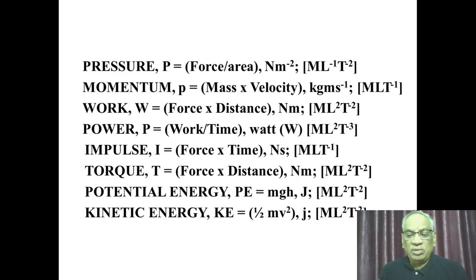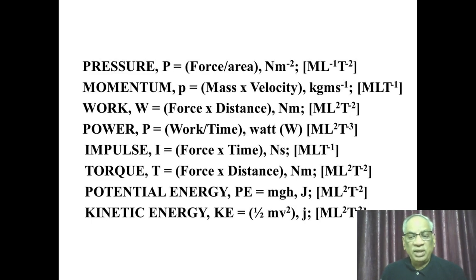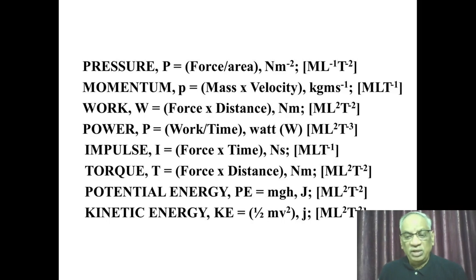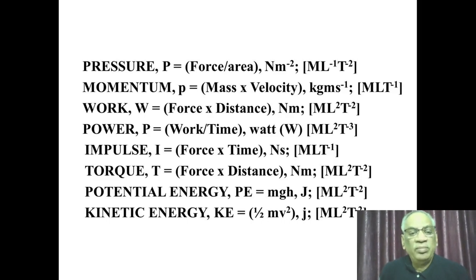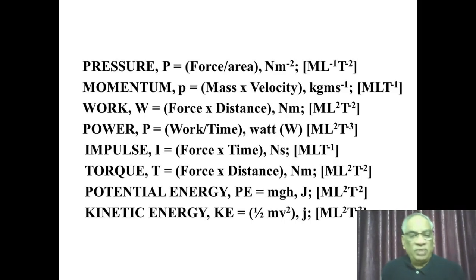Impulse. When force acts over a short time, then the body is said to be experiencing impulsive force. That is given by I equals force into time. Again Newton seconds, M, L, T minus 1 is the dimension. Torque. Rotating shafts are expected to have tangential forces acting on them for their rotation, and that force into diameter will give the torque. So force into distance, that is Newton meter, is the unit, and ML square T minus 2 is the dimension for that.